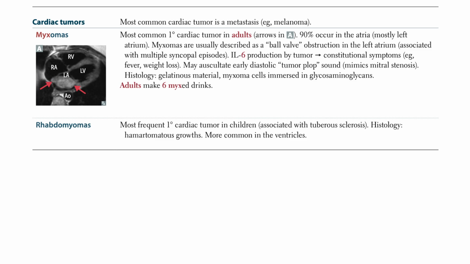Okay, now let's talk about cardiac tumors. The most common cardiac tumor is a metastasis, for example melanoma. So the most common is metastasis. Let's talk about myxomas, right? They are the most common primary cardiac tumors in adults.